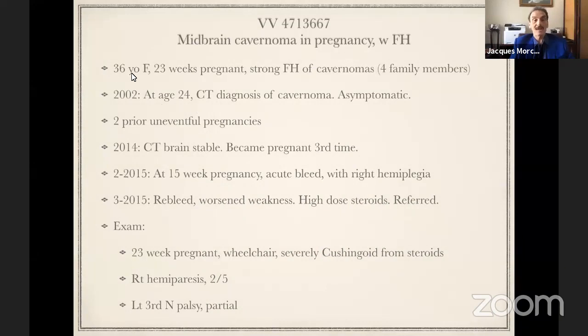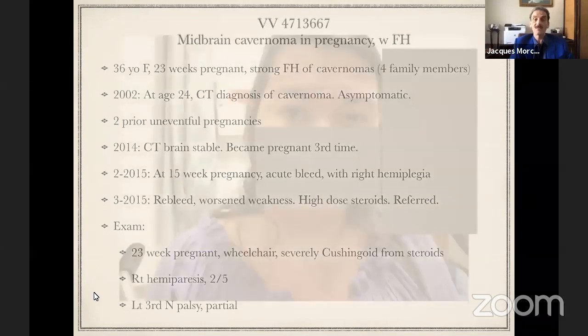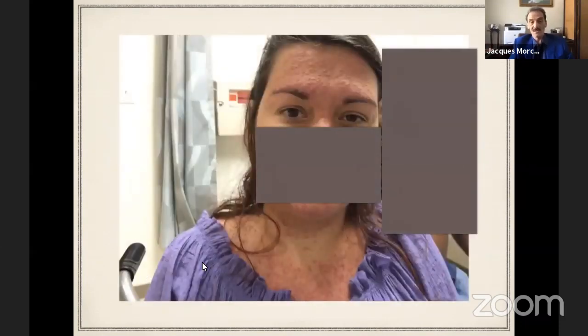She has known about her cavernoma since 2002. She had two previous uneventful pregnancies, but during her third pregnancy, at 15 weeks, she had an acute hemorrhage and right hemiplegia. She lived in Panama. She rebled a month later. They put her on high-dose steroids. She was referred to me 23 weeks pregnant, in a wheelchair, severely cushingoid. Here's this young pregnant woman in a wheelchair. Look at what the steroids did to her.